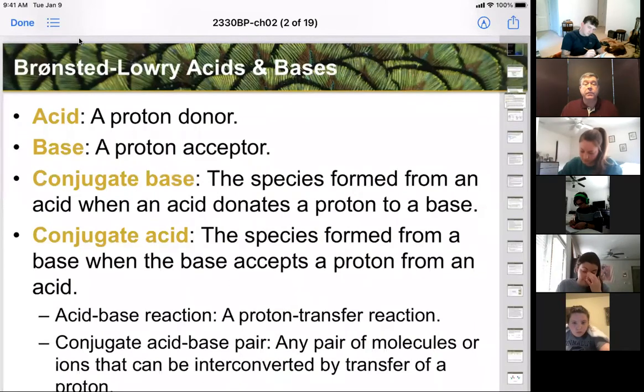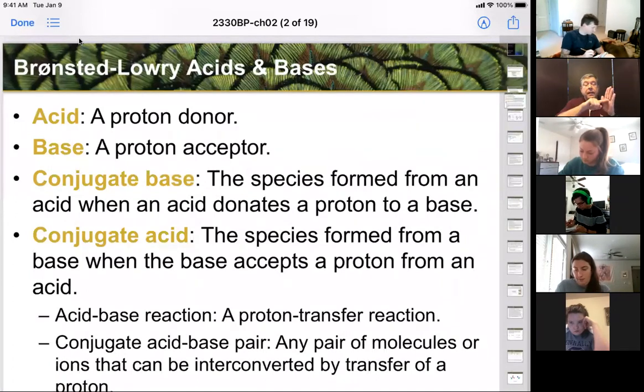And so a Bronsted-Lowry acid and base, occasionally denoted BL, is a proton donor. So if it gives away a proton to something else, it is an acid. If it accepts that proton, it is now a base. But that means that if you were an acid and gave away a proton, you can now accept one. So you become a conjugate base. And if you were a base and accepted a proton, you now can give that proton back and you are now a conjugate acid.